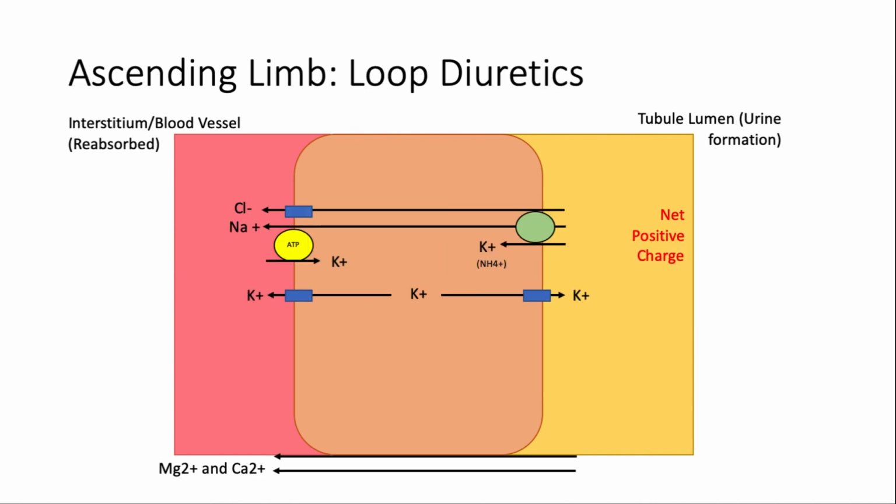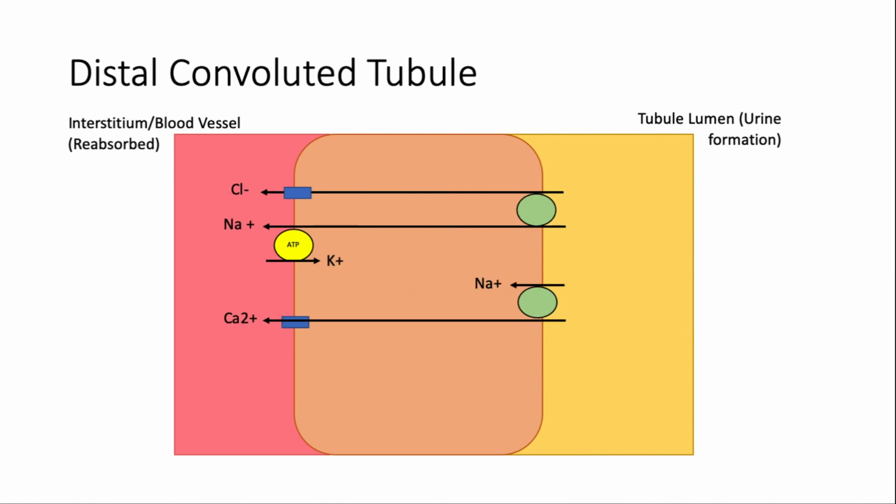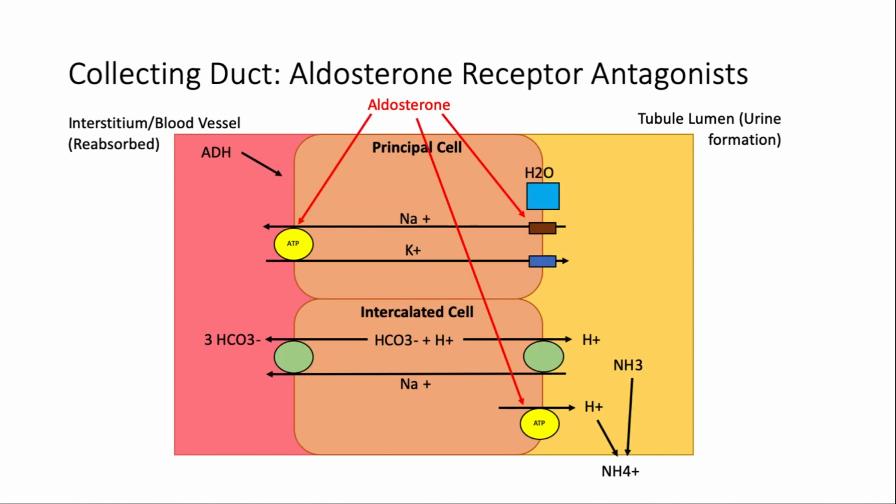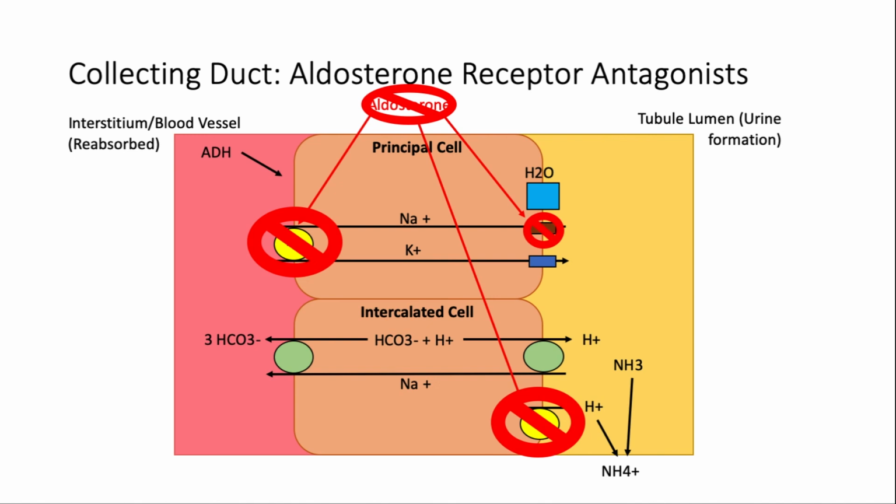The next is the ascending limb, and these are loop diuretics that act on the triple transporter. In the distal convoluted tubule, we have thiazide diuretics, which are actually blocking the sodium chloride. And finally, in the collecting duct, we have multiple types. The aldosterone receptor antagonists, so everywhere where aldosterone works, the receptor antagonists are going to block. This is spironolactone and many of our potassium-saving diuretics, because if it blocks here, then potassium isn't removed from the body.